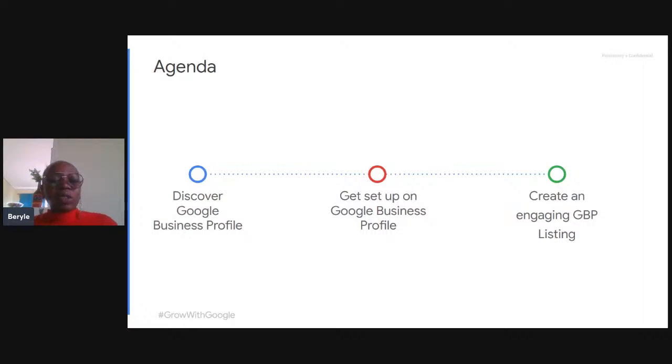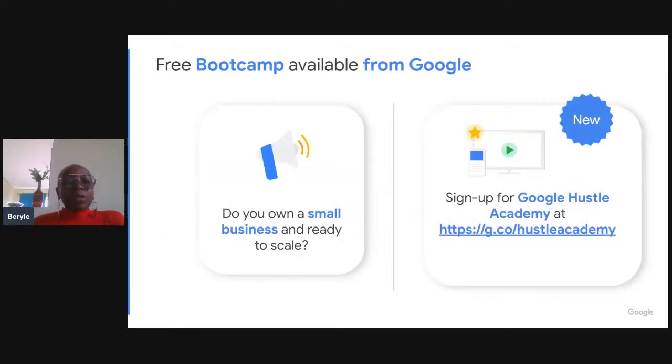So the three agendas that we're going to cover today. The first agenda, you're going to look at how you can help your business get discoverable on the Google Business Profile. So the Google Business Profile, just so you don't get confused, is more or less the same as Google My Business. There was a name change, but it's one and the same thing, all right? And then after learning how to get discoverable, how do you set up the business profile, and how do you create an engaging Google My Business profile listing? So that's what you're going to cover today.